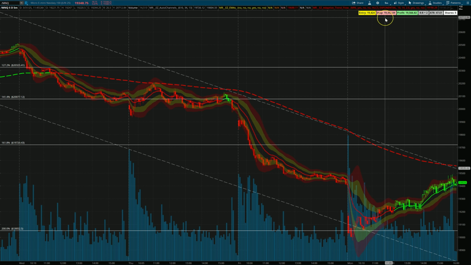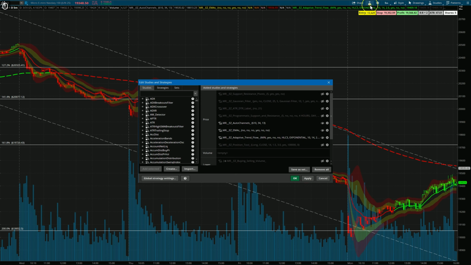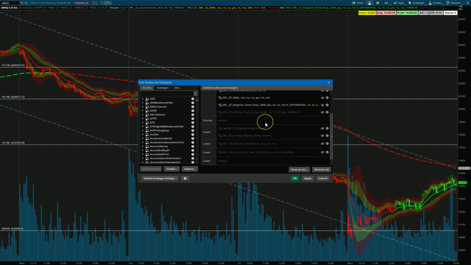And let's see. Let's go back up to the studies. And this time we're going to look at some lower studies. First thing I want to look at is volume. Volume and price go together like peanut butter and jelly. And we're going to apply that.